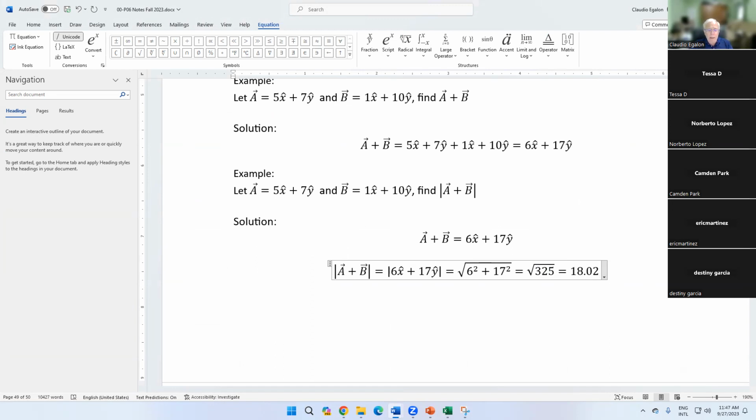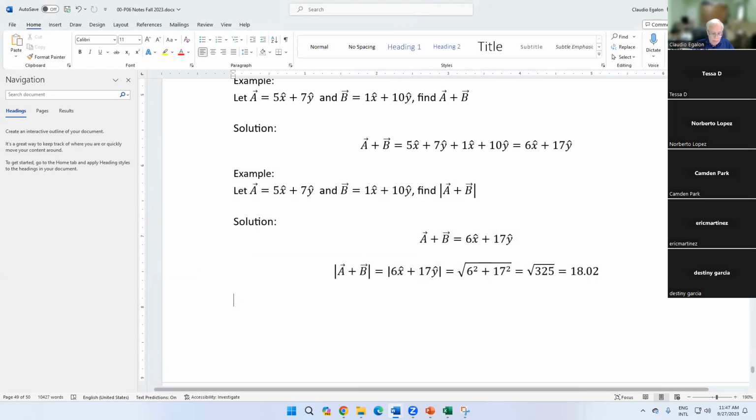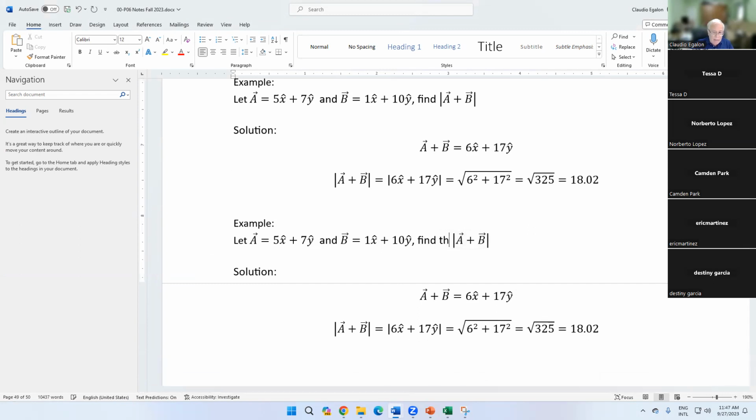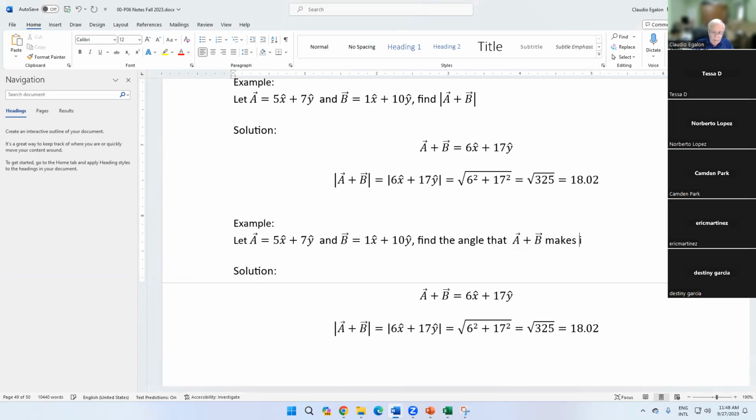Okay, then we can have another example. I'm going to give you another example here. I'm not going to find A plus B. Find the angle that A plus B makes with the x-axis.